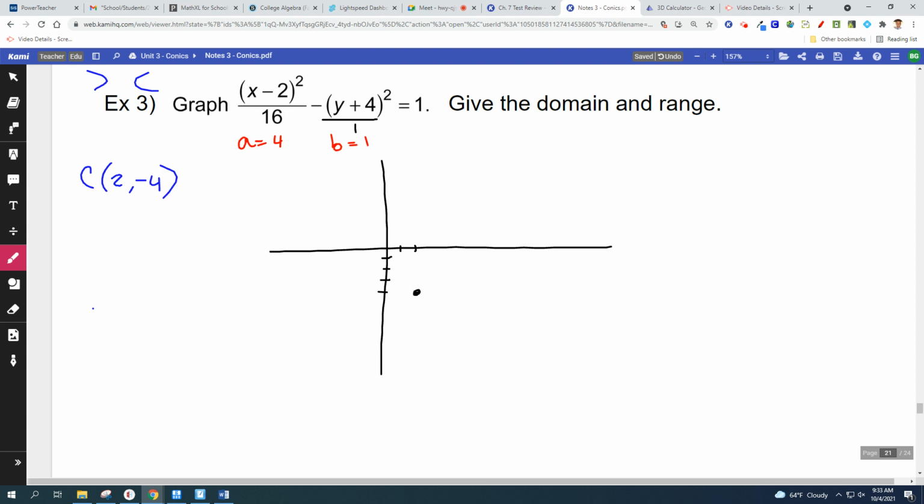We good? Question? 2, negative 4. There's the center, right? So the A number is 4. That means I'm going to go 4 in the x direction. So 1, 2, 3, 4. Try to line this up. And 1, 2, 3, 4. There. 4 in the x direction. And only 1 in the y direction. So 1 up is right there, and 1 down is right there. Draw that box through.